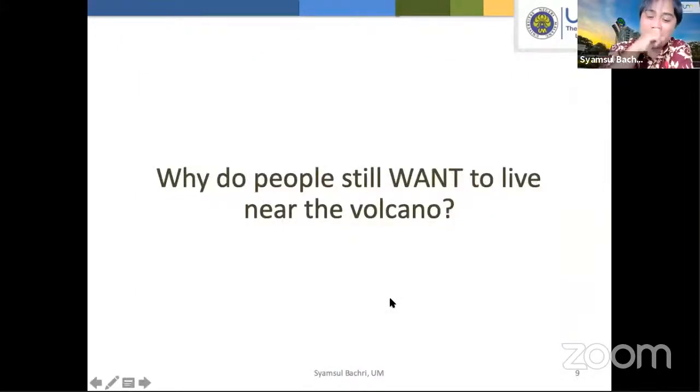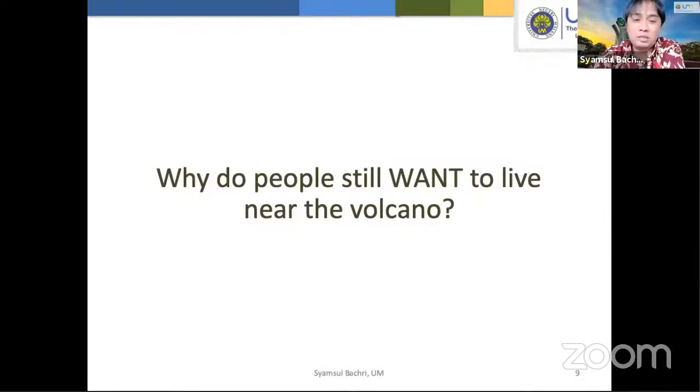The question is, why do people still want to live near the volcano? Particularly an active volcano. They know that it is dangerous. They know that it is still active, but why do people still want to live near the volcano? This is the basic question for my research. I'm not researching how they live, but why they live. This is the basic question.